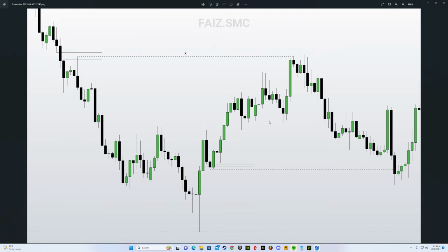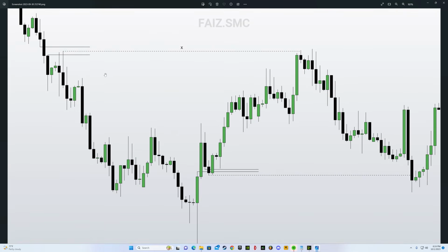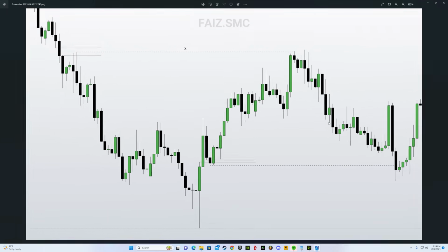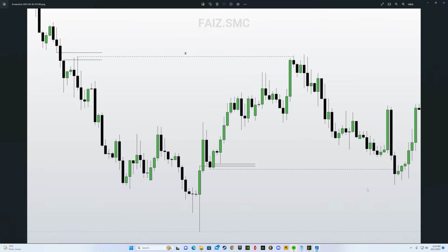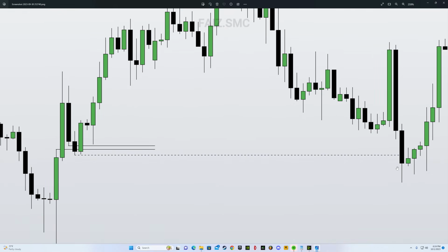Now what price did, it went back up and it raided the high that was formed inside the fair value gap, right? Now once price raided this level, we look for a market structure shift, and once it confirmed the market structure shift, we would then target this level. And as you can see, price came down and took this level.